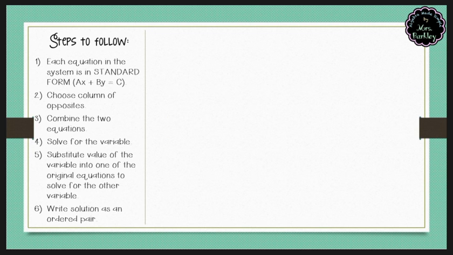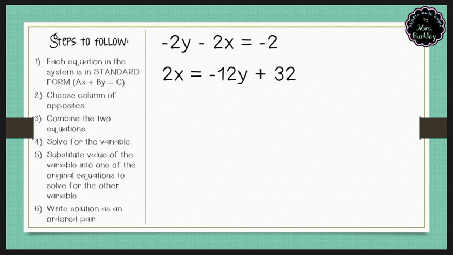Okay, let's try another one. So I'm going to leave those steps up there to follow. Looking at this system, we have negative 2y minus 2x equals negative 2, and 2x equals negative 12y plus 32. We need to go through and make sure that each equation in the system is in standard form. So we have x and our y term on the same side and our constant on the other.